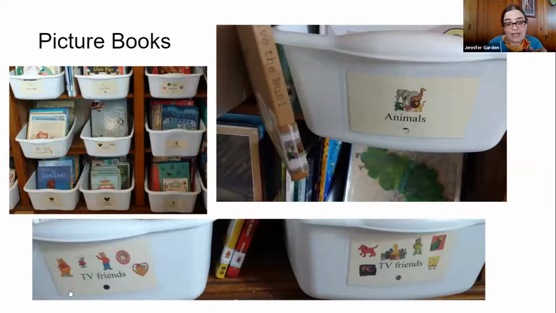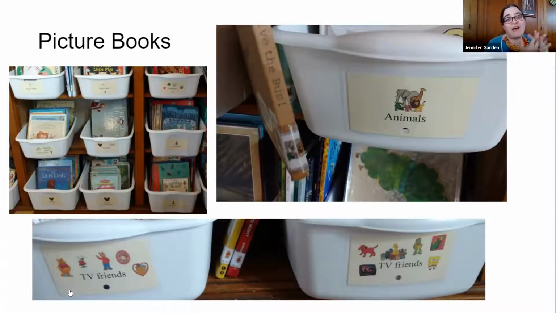Now, you can kind of see in the spine labels in the two books that are in between those bins that the spine labels don't say TV Friends. The spine labels say Winnie the Pooh, Olivia, Sesame Street, SpongeBob, just in case in the future I do end up with enough books in that category that I create a new bin for that character. I can then just take those books out, move them over, and change the card on the front of the bin. It makes it a lot easier.